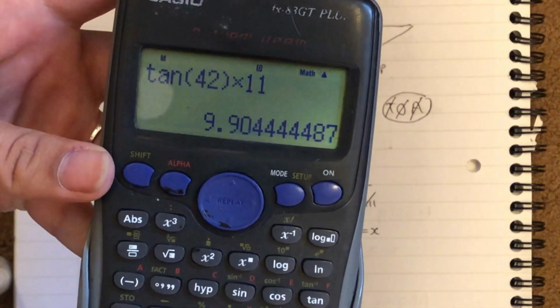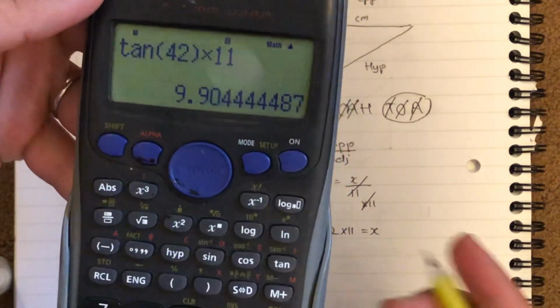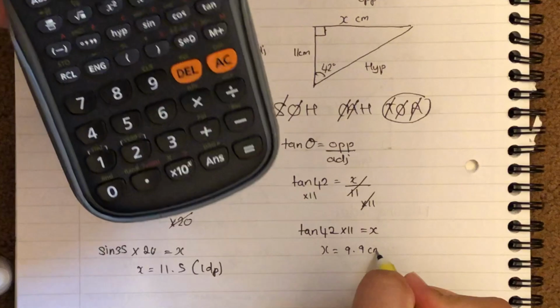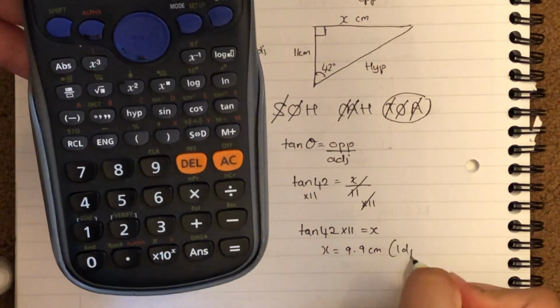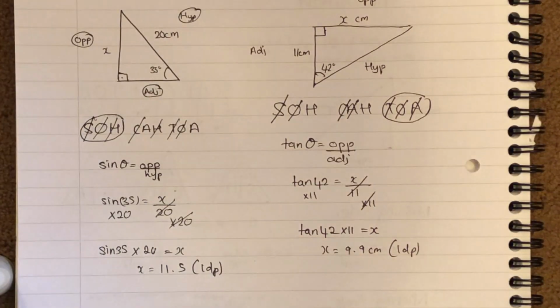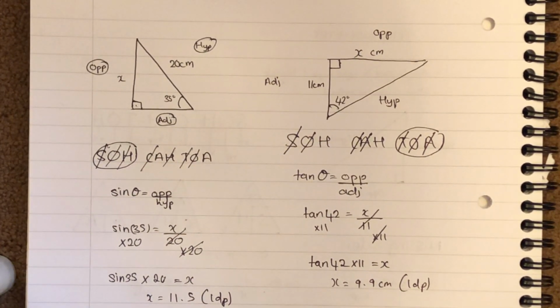9.90, and I want to round it to 1 decimal place, and the number after the first decimal place is smaller than 5, so it's going to stay 9.9. X will be equal to 9.9 centimeters to 1 decimal place. So the length of my opposite will be equal to 9.9 centimeters. That's how you put trigonometry when working out a missing side into practice.